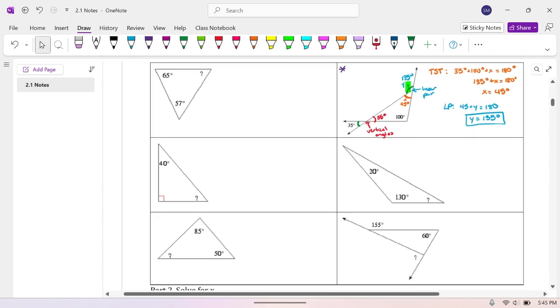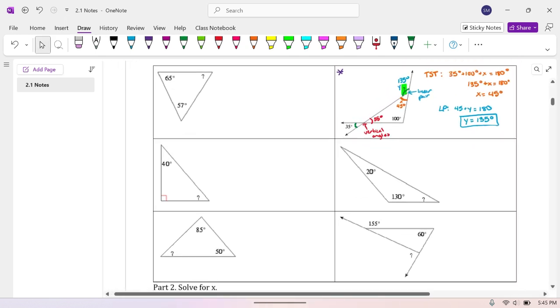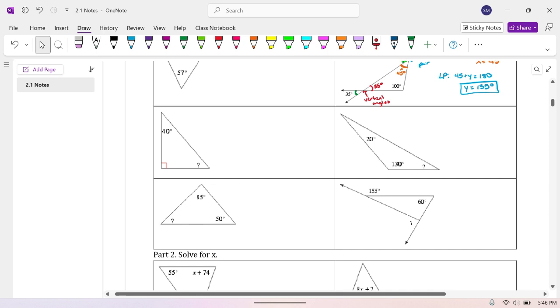All right. So the rest of these examples for part 1 you should be able to do on your own. Most of them are simply just the triangle sum theorem, and then the one on the bottom right, so this one right here, that's very similar to the example that we just did.